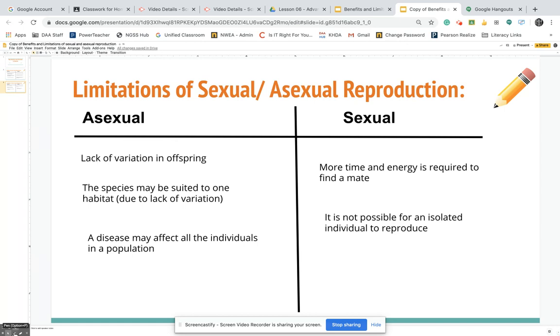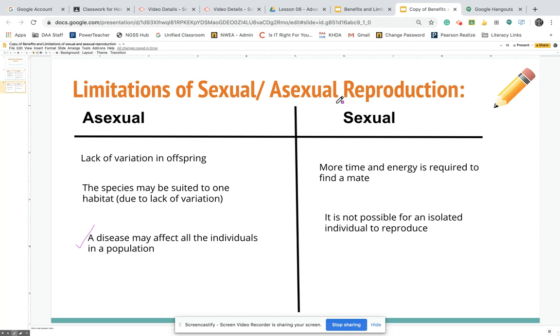So limitations of sexual and asexual reproduction. With asexual reproduction, the lack of variation. So that was a benefit of sexual reproduction, so that's a limitation for asexual reproduction. There's very little variation. Therefore, the species may be suited to one habitat. Also, a disease may affect all of the individuals in a population. If there's a disease that impacts those genetic traits or that DNA, the entire population can be eliminated because they have the same DNA.